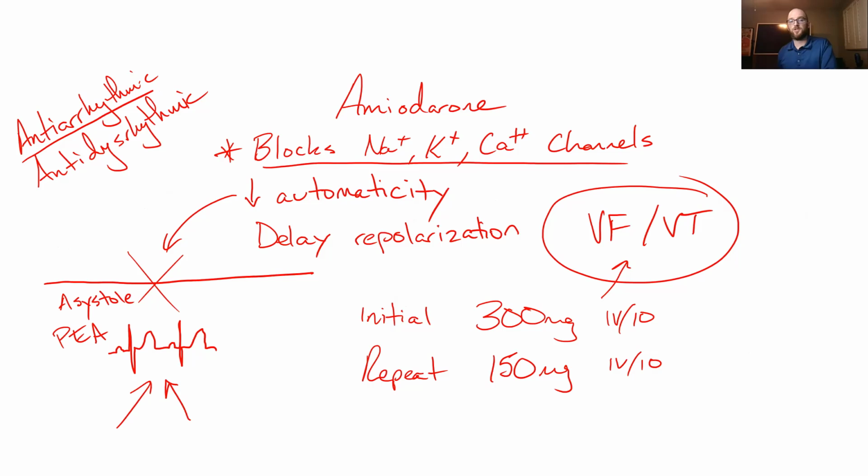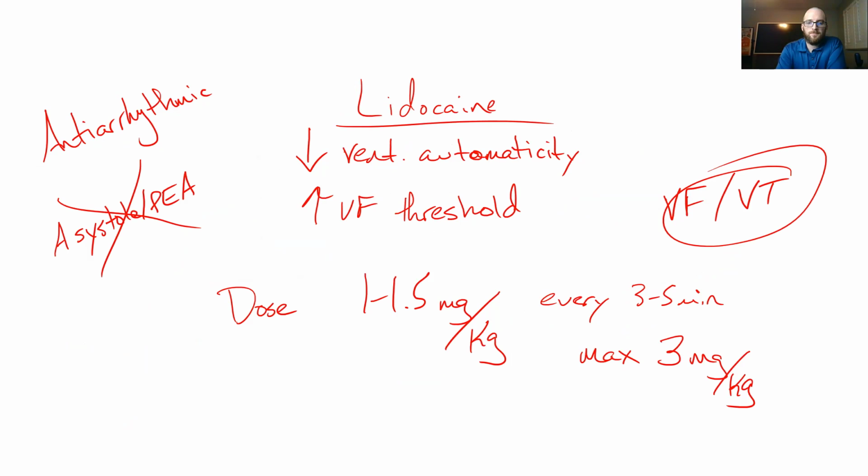Some people do the infusions of them after return of spontaneous circulation, but at least during the cardiac arrest treatment, it's 300 milligrams initially, repeat it with 150. Lidocaine, weight-based, 1 to 1.5 milligrams per kilogram, and then you max out once you've given your patient a total of 3 milligrams per kilogram.